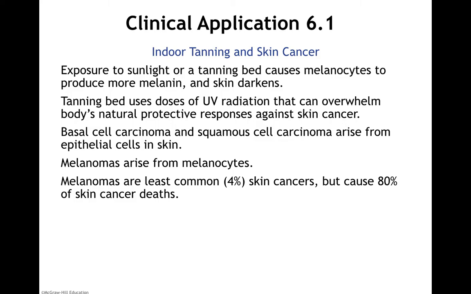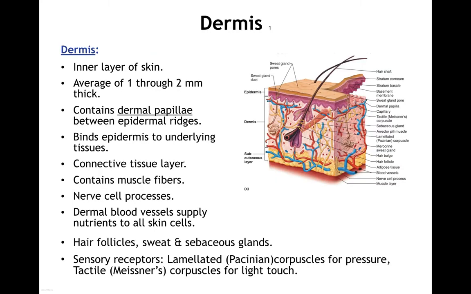Basal cell carcinomas and squamous cell carcinomas arise from those epithelial cells in the skin, whereas melanomas arise from melanocytes. Melanomas are the least common type of skin cancer, but they are the most deadly of the skin cancers, causing about 80% of skin cancer deaths.